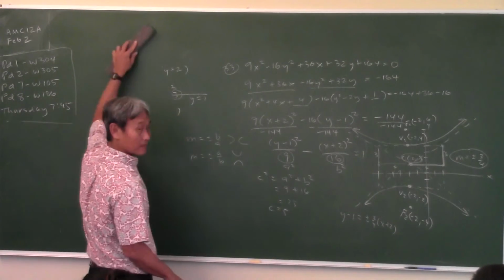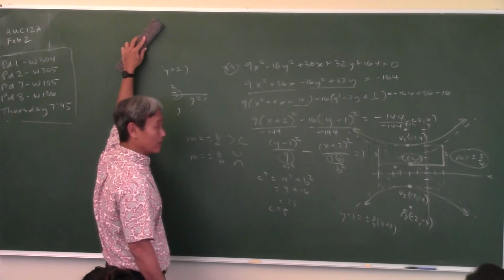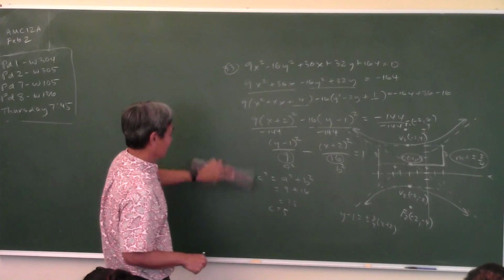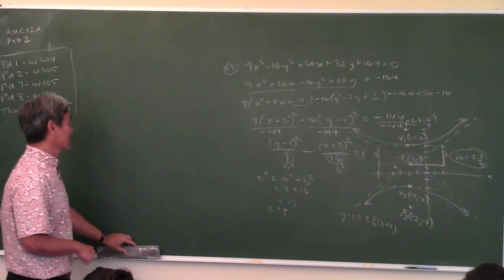Yeah, I thought that a squared is always a little bigger. No, that's for an ellipse. In an ellipse, a squared is bigger. But for a hyperbola, that's not the case.